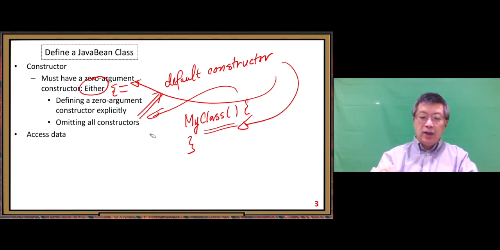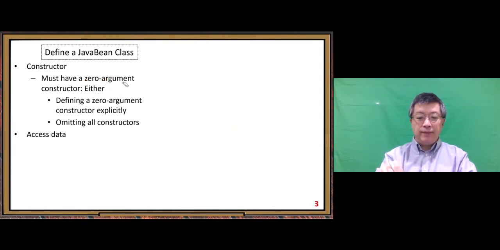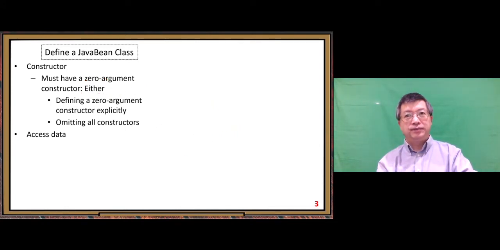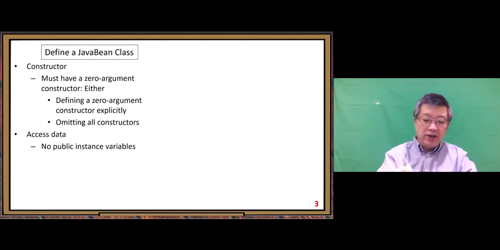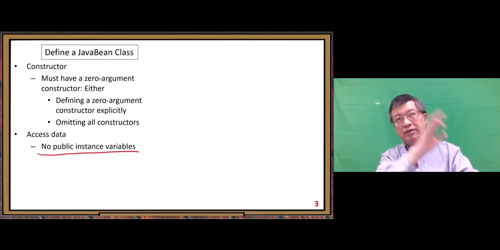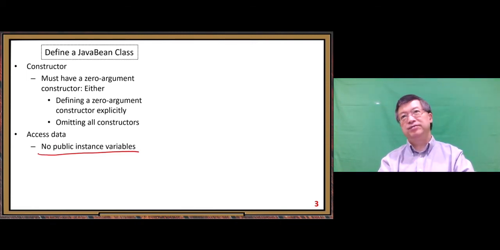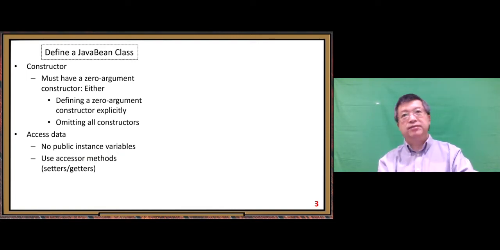Now we want to look at how to access data. First, in your JavaBeans, make sure there are no public instance variables. The properties, make sure they are all private. Use accessor methods, setters and getters, to access the properties.